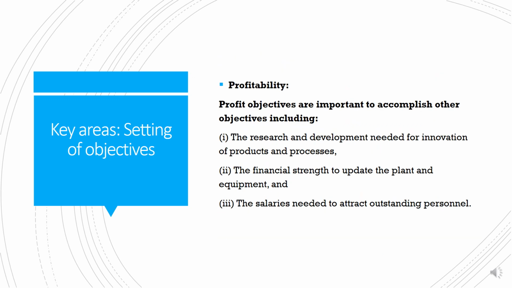Profitability. Now, profit objectives are important because otherwise you cannot sustain yourself. So what it should be including: the research and development needed for innovation of products, because that would lead to profits; the financial strength to update the plant and equipment, that again will increase the productivity and hence the profitability; the salaries needed to attract outstanding personnel, because if you have good people with you, you are set to gain in the long term and hence your profitability will increase. So you have to have certain objectives regarding your profitability.